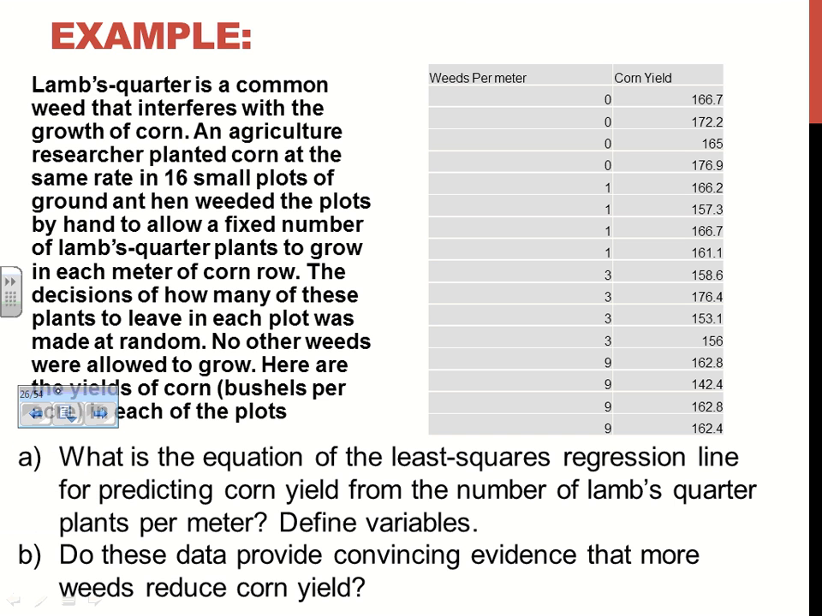What is the equation of the least squares regression line for predicting corn yield from the number of Lamb's quarter plants per meter? Define all variables. Then part B: do these data provide convincing evidence that more weeds reduce corn yield? All right, so go put those into your list.